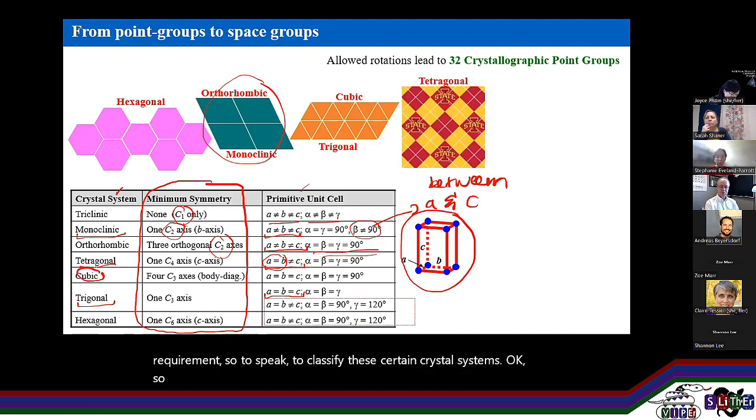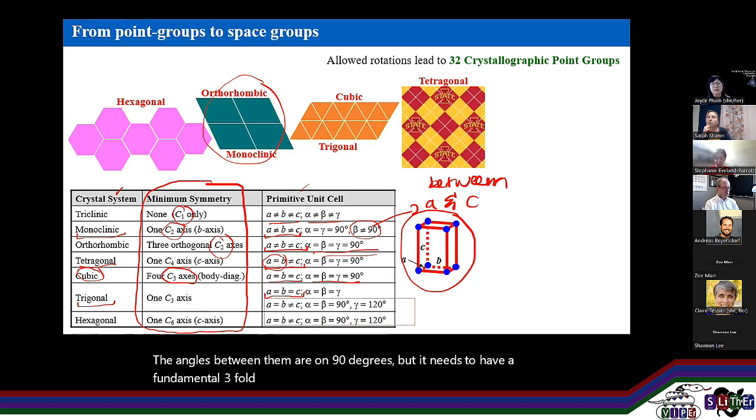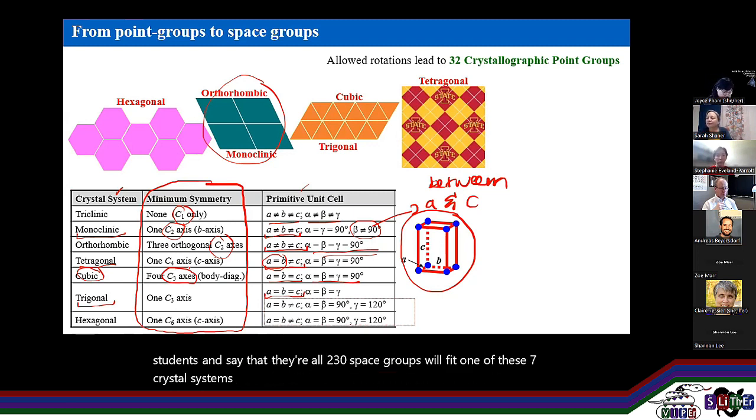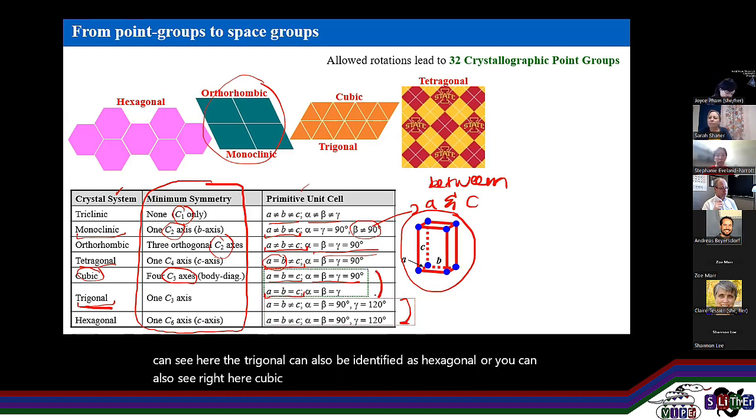So if you have a cubic system, yes, A, B, and C are equal to each other, the angles between them are 90 degrees, but it needs to have a fundamental three-fold rotational axis along the body diagonal. And so these are just 7 crystal systems you can talk to the students about and say that all 230 space groups will fit one of these 7 crystal systems. And so something to keep in mind is that you can see here the trigonal can also be identified as hexagonal, or you can also see right here cubic can also be identified as trigonal, but the difference here is really along the body diagonal.